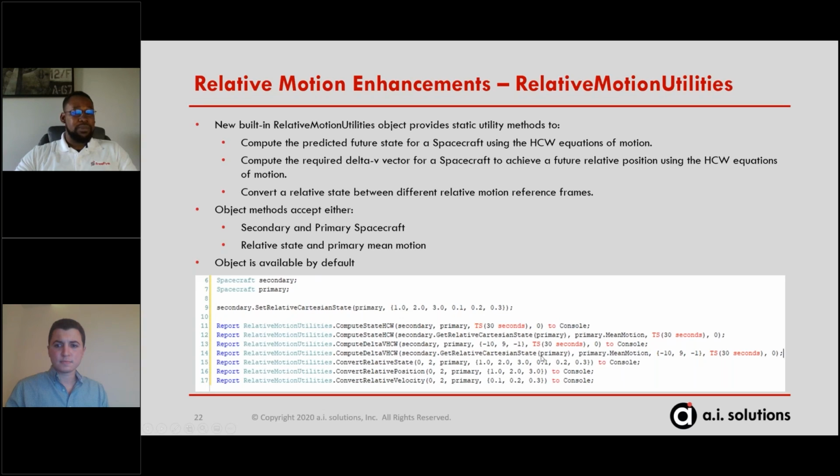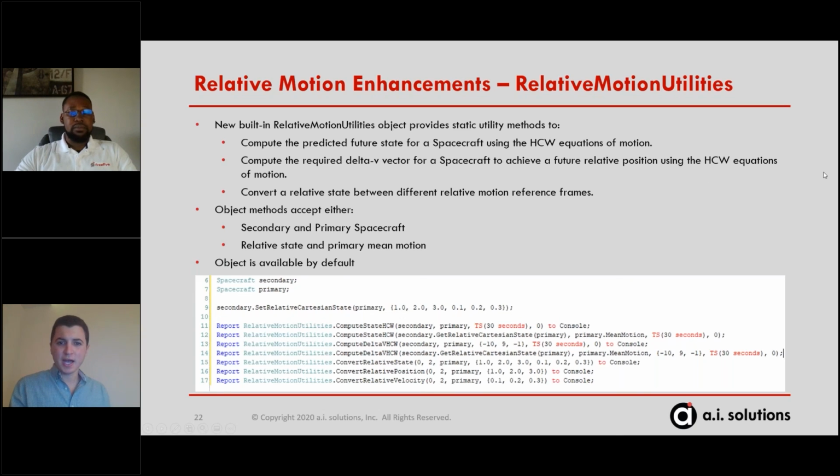These are just simple methods where if you call the relative motion utilities object, and then look through the associated methods, all of these are available. You can just call them up and then input your necessary arguments. And in this case, you can see it's just reporting it out directly to a console. But if you wanted, you could save whatever it's outputting to an array or a variable, and then use that later on in your mission plan.